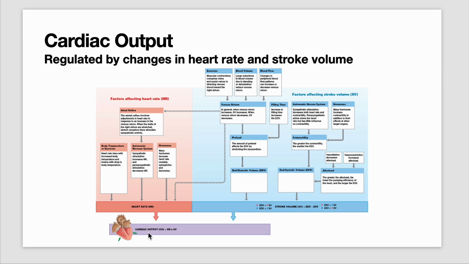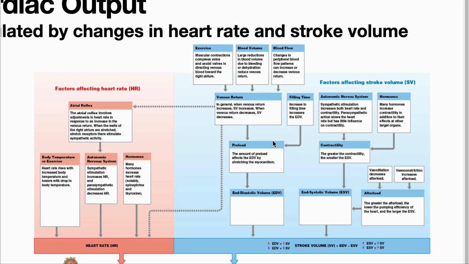It will change cardiac output because if we increase heart rate, we will increase cardiac output. If we decrease heart rate, we will decrease cardiac output. So that's all about beats per minute or heart rate. But over here, we're looking at stroke volume. Some of the same things will also impact stroke volume.